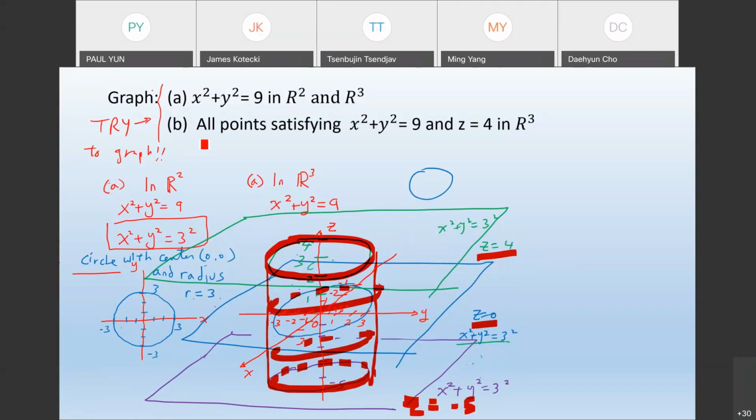Let's do part B. Look at part B. What do you call the shape of this? 1, 2, 3. Type the answer for part B.